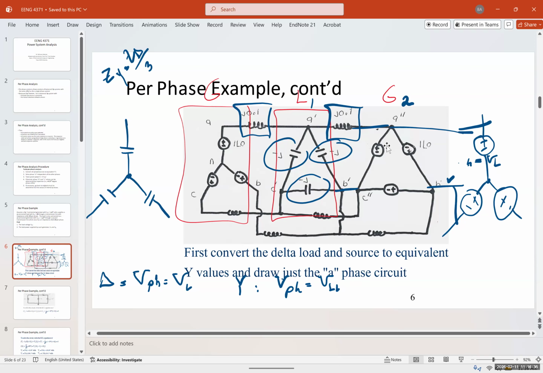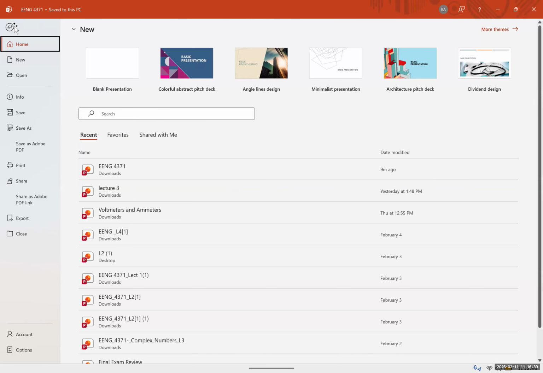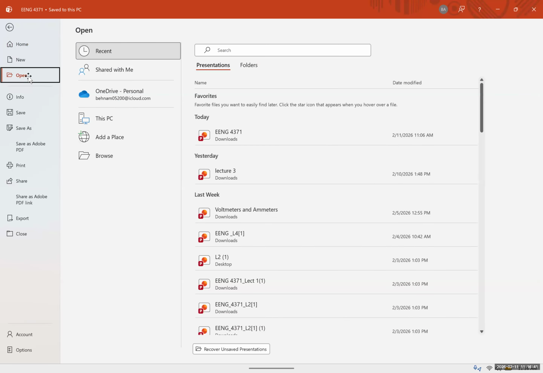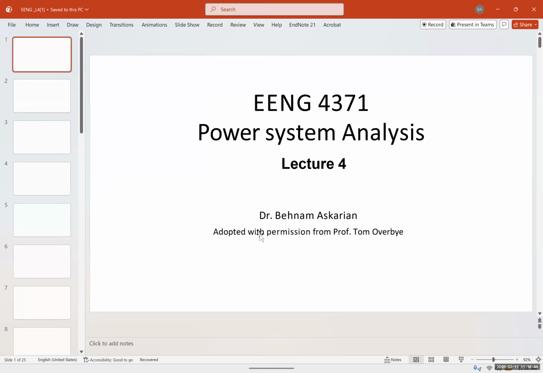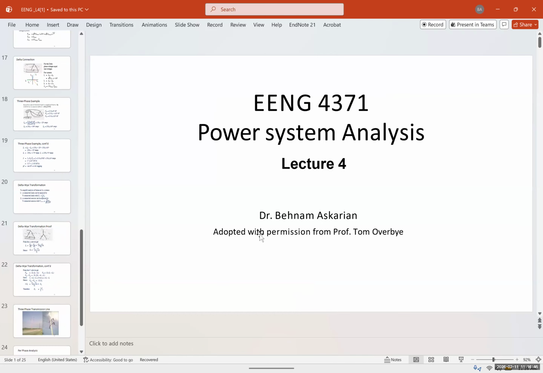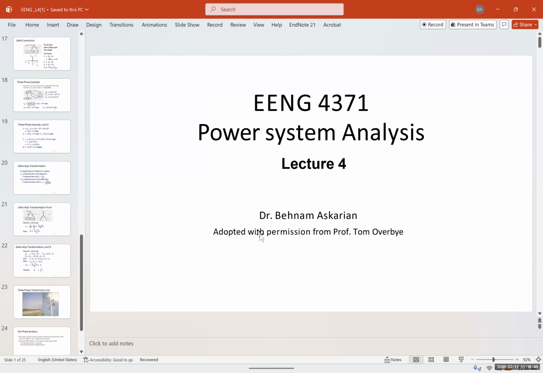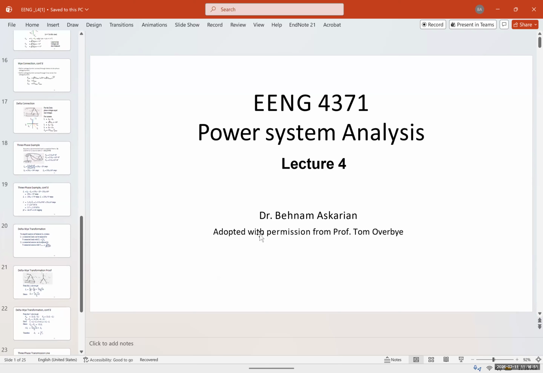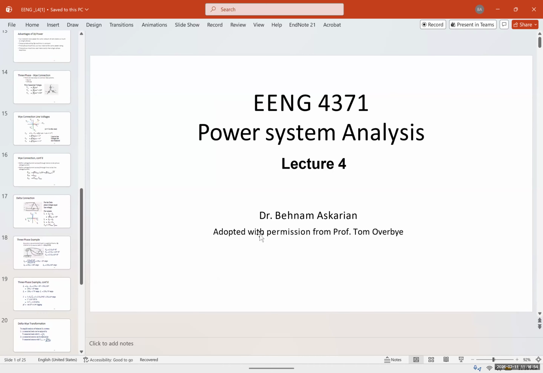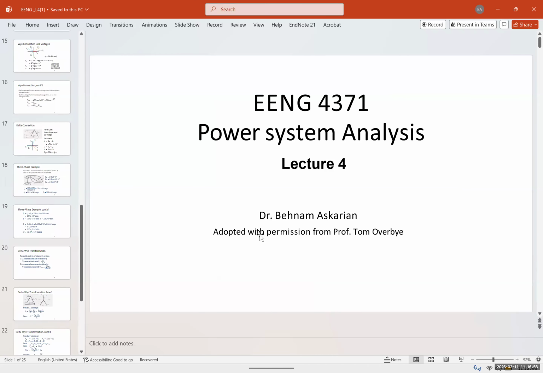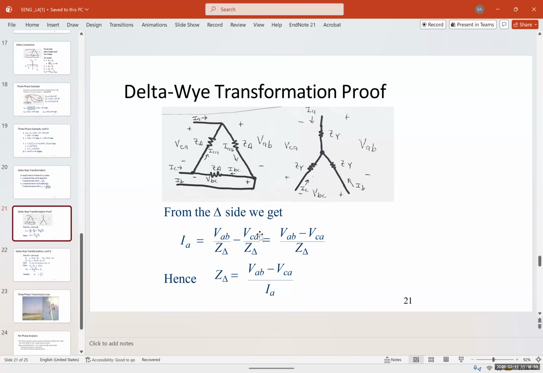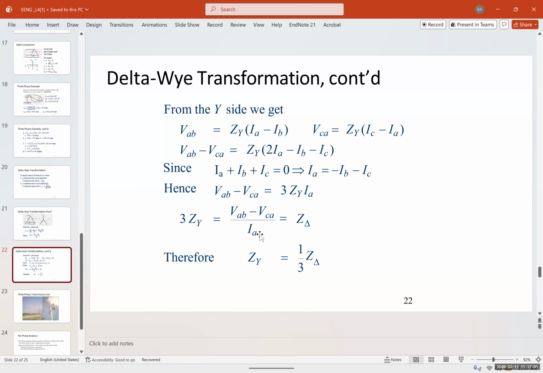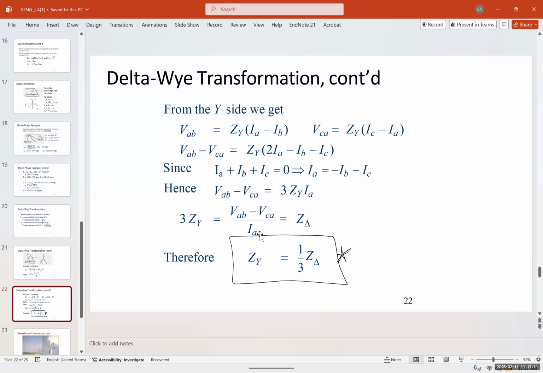Do you want me to go back to the previous? I think it's better to go back to our previous. Just to do a quick reminder, where was it? I think I had it here. So again, ZY, as mentioned, is Z delta divided by 3. And what about the voltage?